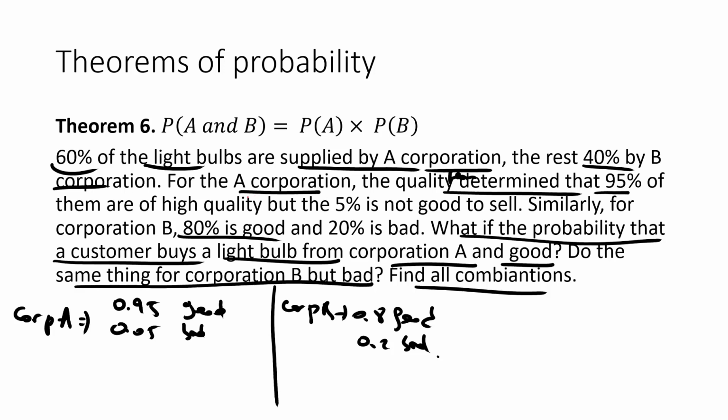First, we have to acknowledge that buying something from corporation A and the quality of it are two independent events. Buying does not affect the quality. Quality is related to the company itself, not to buying something. You can buy the stuff, and it may be good or bad, but it is not the buying that affects it. It is the company that affects the quality. So these are two independent events.